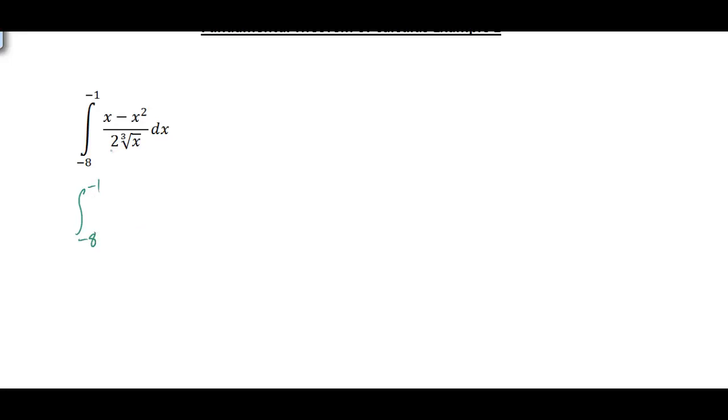Notice we have this 2 on the bottom. We can leave it there, or we could actually take the 2, because this is a constant multiplier, and because it's on the bottom, we could move it out front as a 1/2 multiplier. And I think I'm going to do that for this example so you can see how that will work. And then we have x minus x squared on top, and the cube root of x, we could write that as x to the 1/3 power.